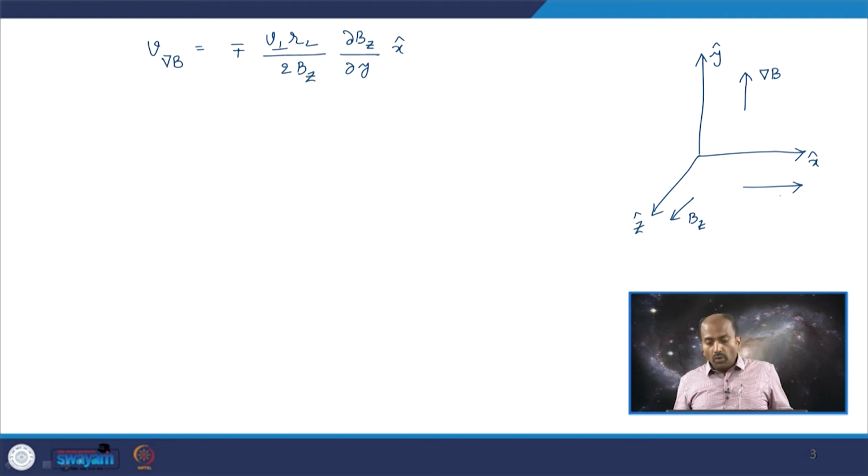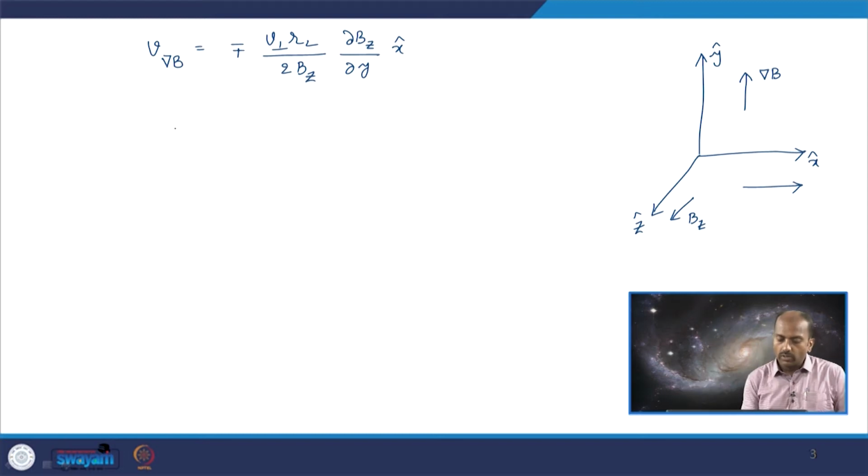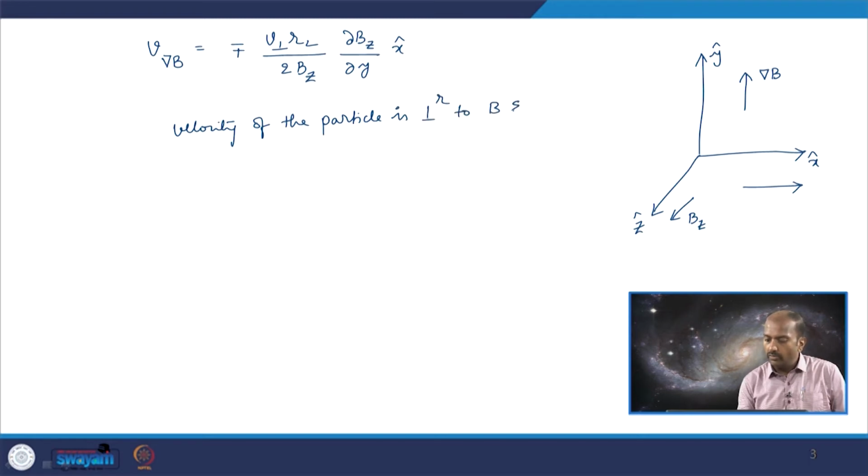That means the velocity of the particle is perpendicular to B as well as ∇B, right. So this is the most interesting thing. That means the particle is moving in a direction which is perpendicular to both the magnetic field and the gradient of the magnetic field, which is allowing it to move, right. So this is the velocity.